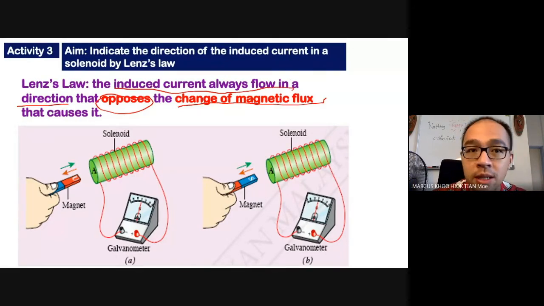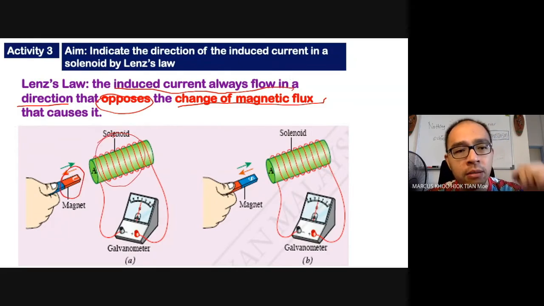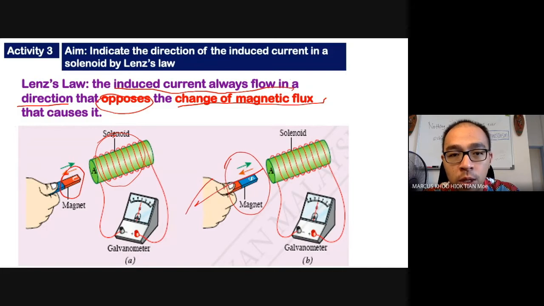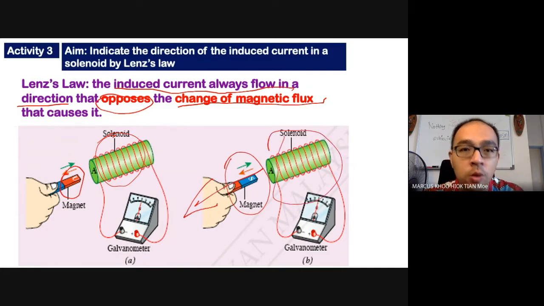And Lenz's law works around the same principle. There is a magnetic field that is coming in. So the solenoid will make sure that the magnetic field doesn't come in. Or if the magnetic field is going out, dia mau keluar, the solenoid will menghalang itu magnet daripada keluar. So it will flow in such a direction so that it will be able to menghalang apa yang magnet itu mau buat. Okay, but in order to understand this, let's recap this again.